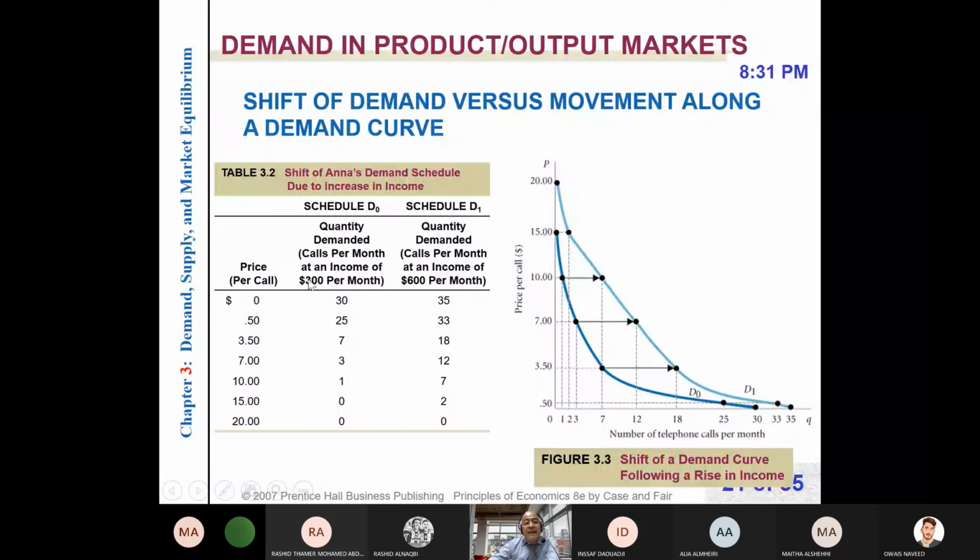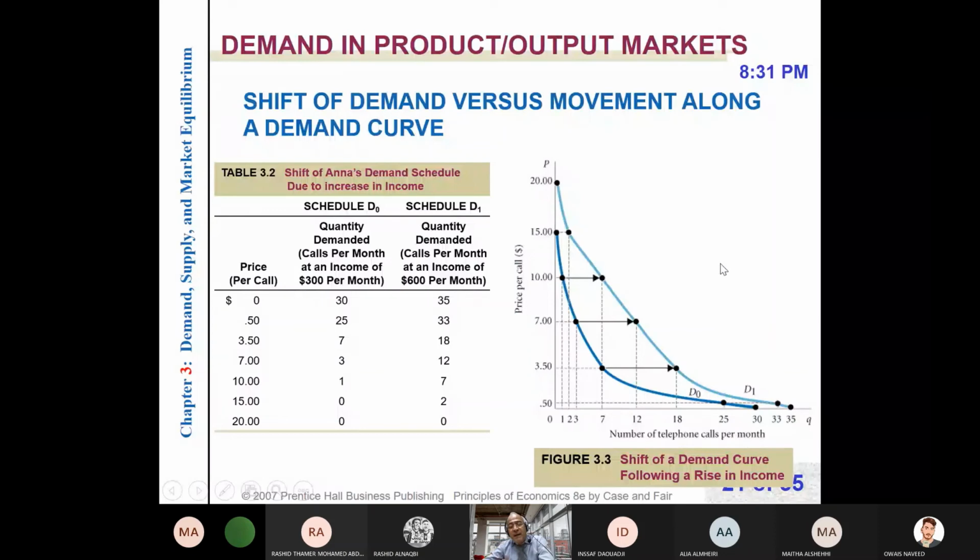As income increases from $300 per month to $600 per month, demand will increase. Demand curve will shift to the right.